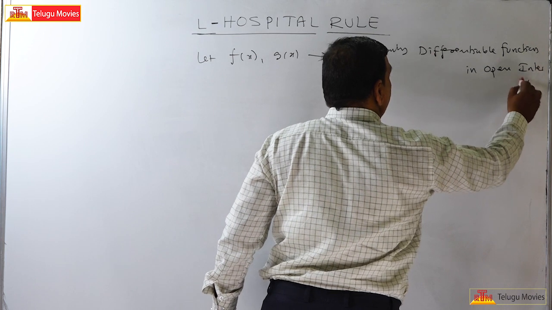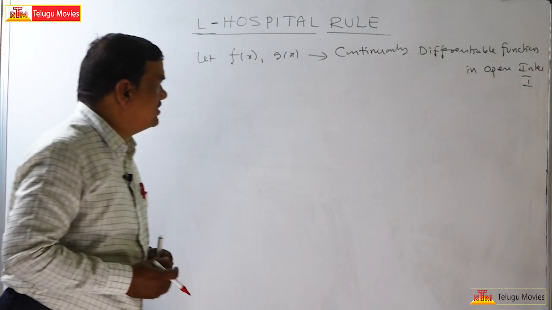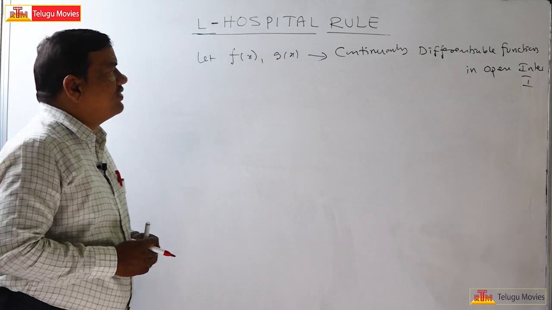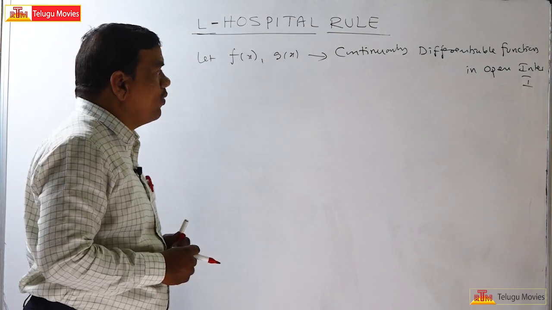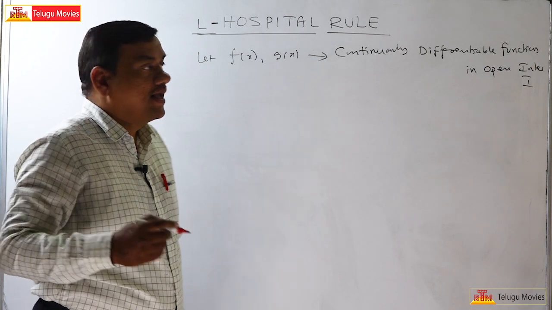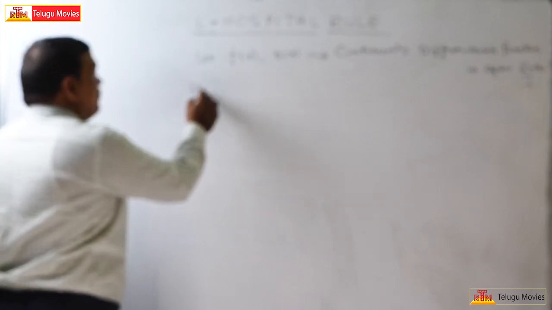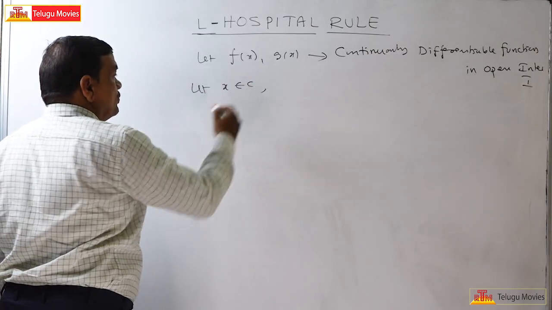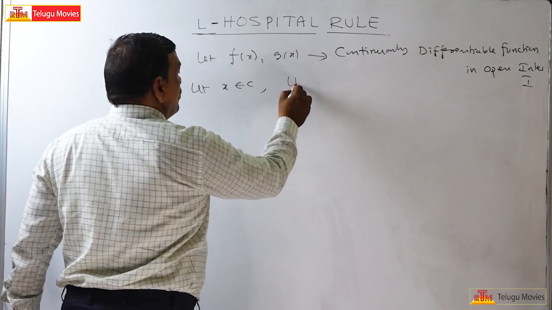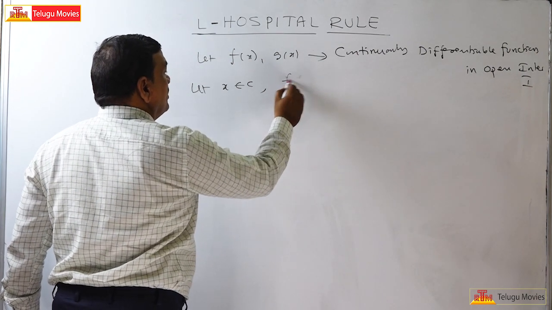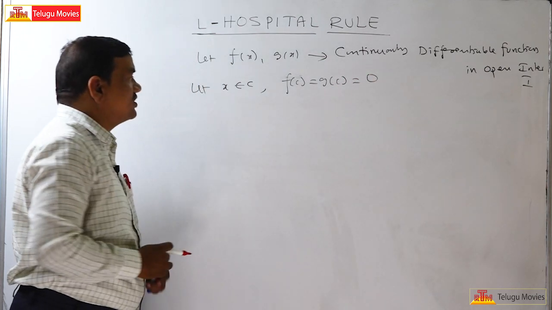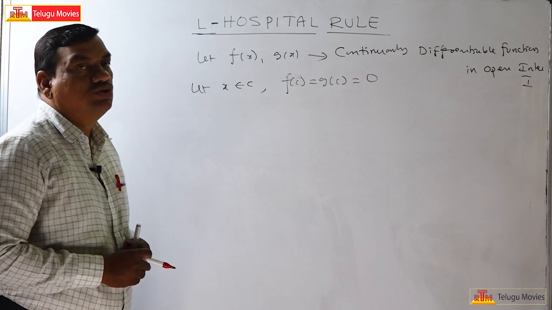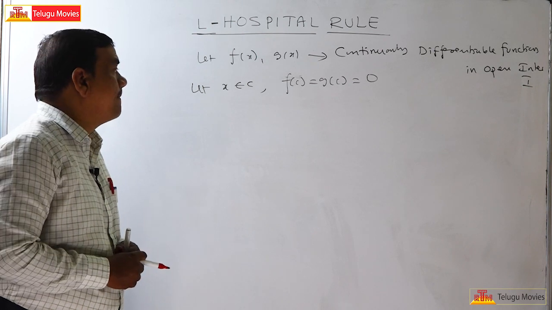In an open interval I, let f of x and g of x be two continuously differentiable functions. Let us suppose that for a point x is equal to c, f of c is equal to g of c is equal to 0.